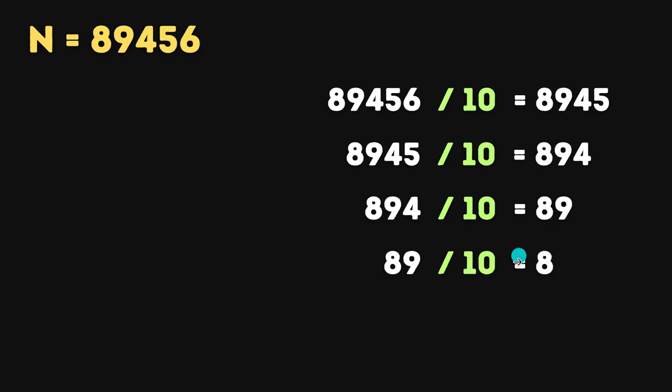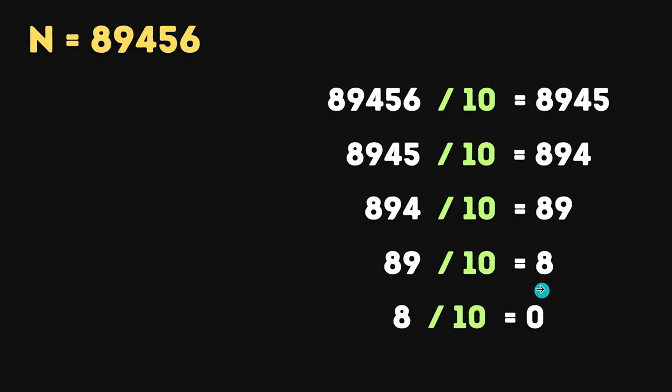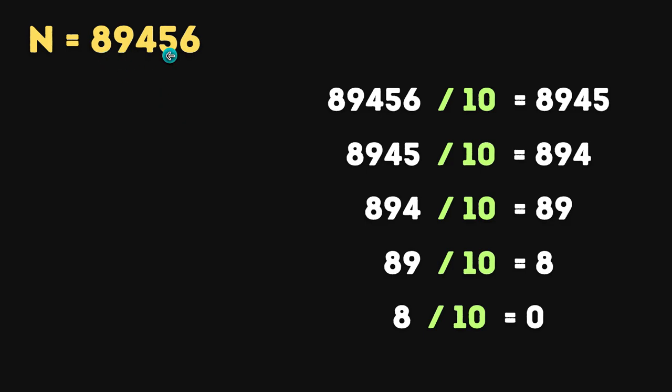Again we'll divide 8 by 10, and in this case we'll get 0.8, and 0 will be stored in the integer variable. Now if I divide 0 by 10, I'll get 0, repeatedly 0, 0, 0. So how many times can I divide this number by 10? That is 1, 2, 3, 4, 5, and the fifth time I got 0. And how many digits are there? That is 5. I hope you get the logic now.